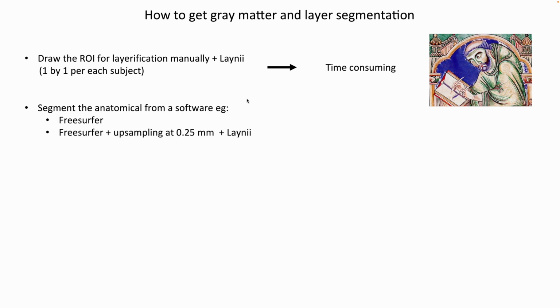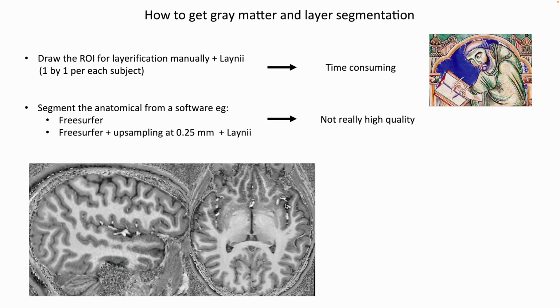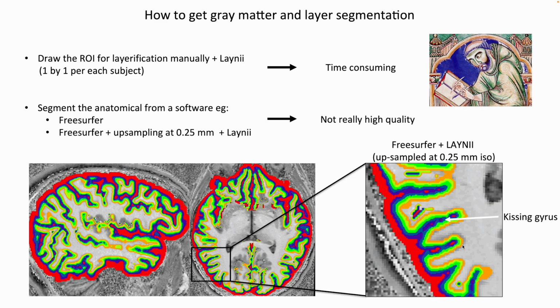Secondly, a popular approach is to use FreeSurfer gray matter segmentation from high resolution structural images, for example MP2RAGE, and then pumping a spatially upsampled version of this through LAYNII, which is not great either. Specifically, often we have segmentation inaccuracies, for example, things like the kissing gyri problem, where touching gyri come too close to each other, so we are missing the superficial layers.